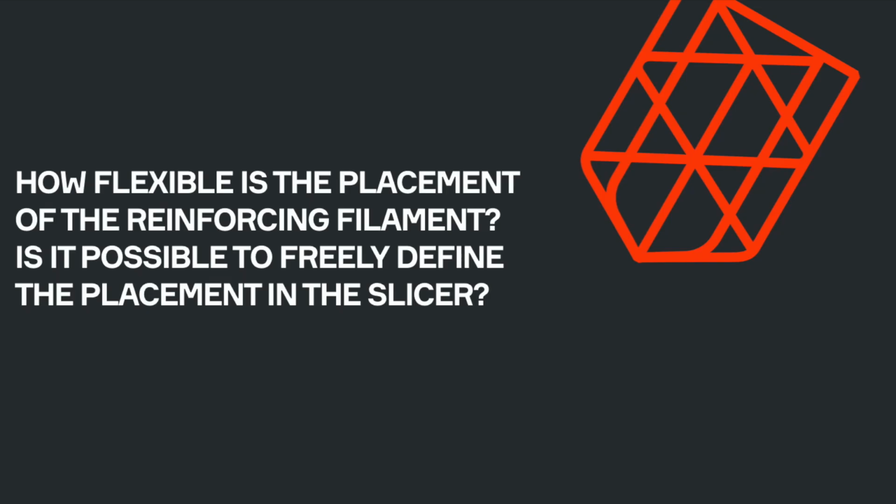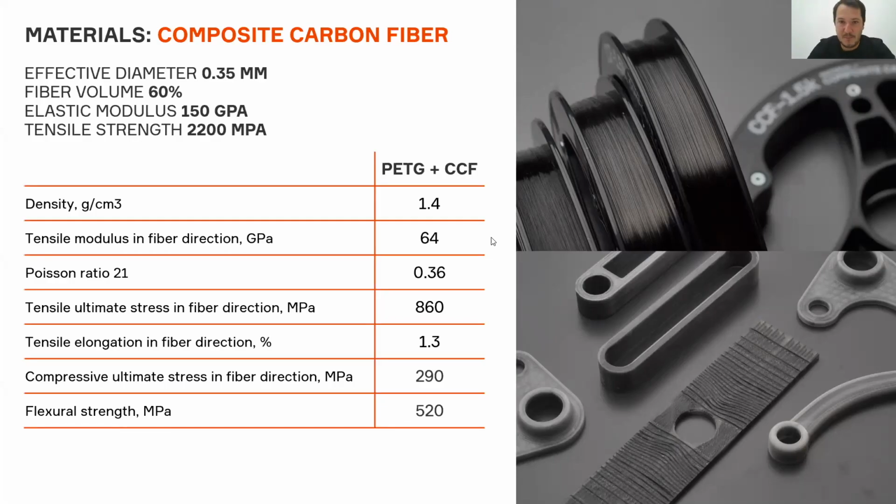How flexible is the placement of the reinforced filament? Is it possible to freely define the placement in the slicer? That's a very good question. So our software is actually a slicer that is geometry based. So all the fiber paths will always be derived from the perimeters. What you can do in Aura is define reinforced perimeters, any number of reinforced perimeters, or infill, which can be a plastic infill, or fiber infill, which can be solid or lattice. So there are a lot of options.